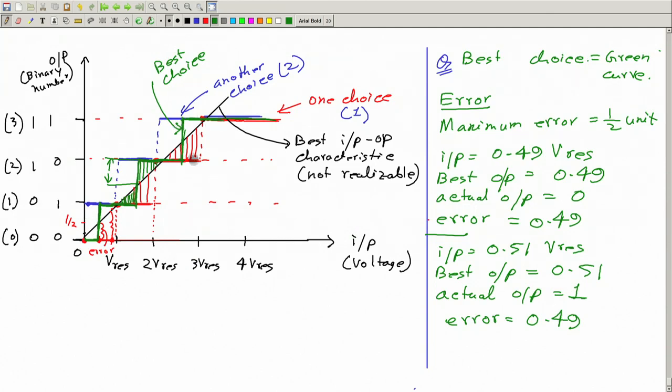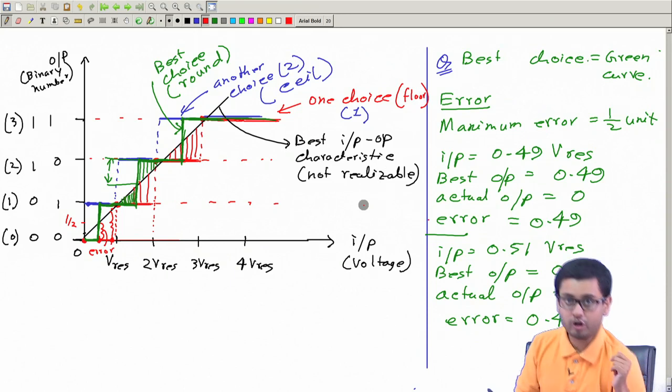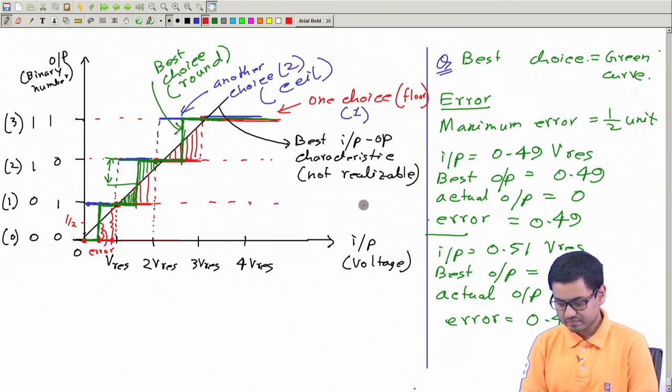So, this is another possible characteristic. Now, this is the best choice. If you are a computer scientist or from a computer science background, you will write this as a round function. So, this rounds off the input in a way. This blue one you will write as the ceil function, and this red one you will write as a floor function. If you are a computer scientist or a mathematician, this is how you may like to write it.